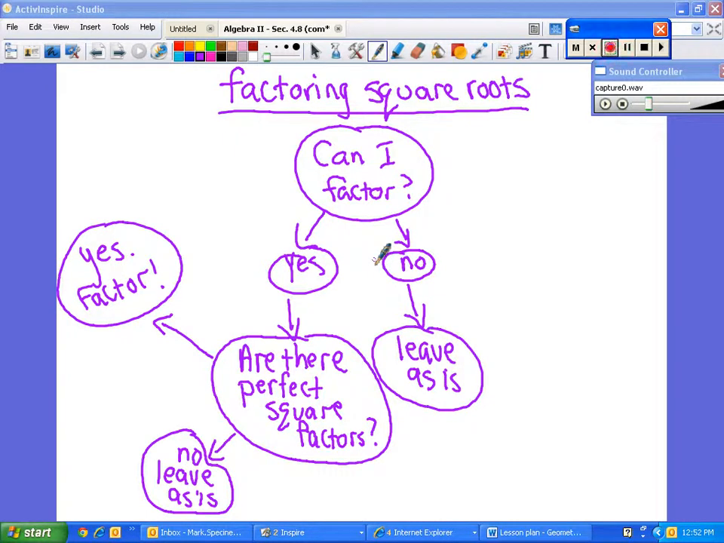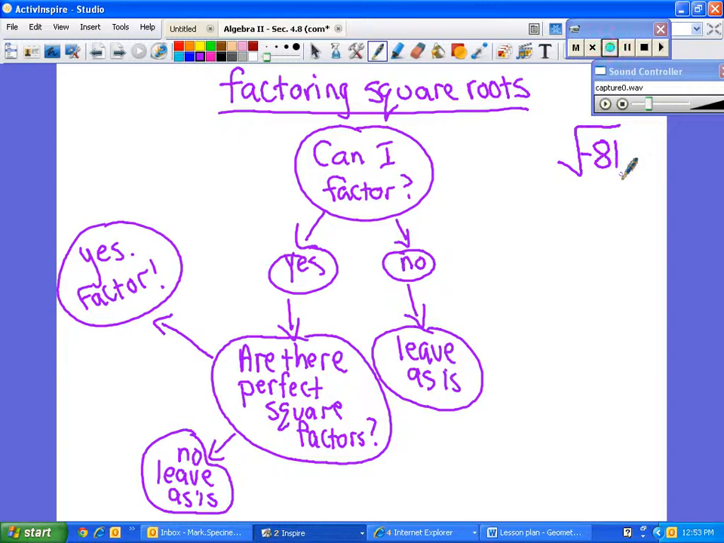We talked about simplifying square roots and how do I know when we can factor a square root and how we can't. This is also one of the homework problems from last night. The question was, how do I factor negative 81?